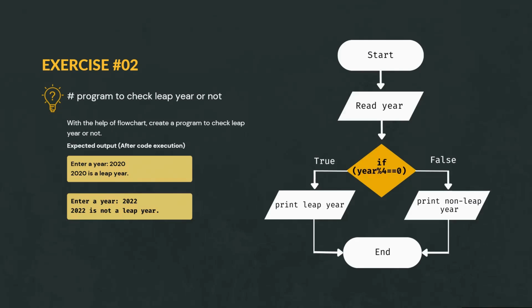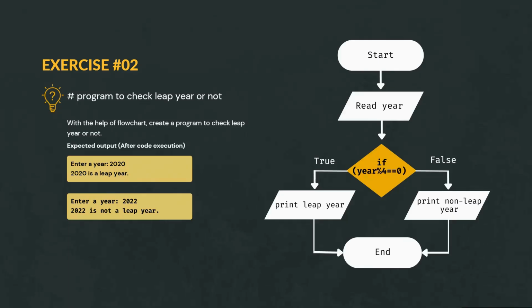And in the last exercise, we learned how to find the largest of two numbers. And today is exercise 2. Here we are going to solve a very common real world problem, which is checking if a year is leap year or not. Sounds interesting, right? Let's dive in. So first, let's understand the problem.